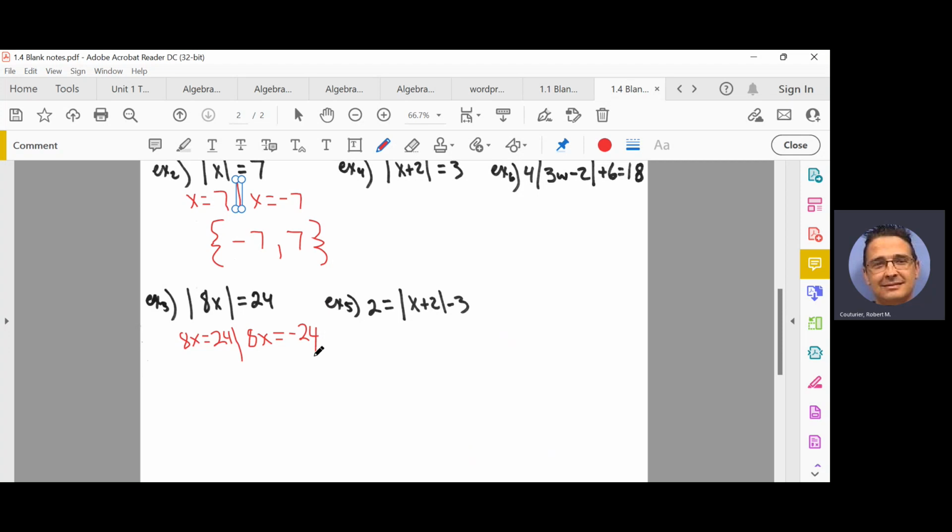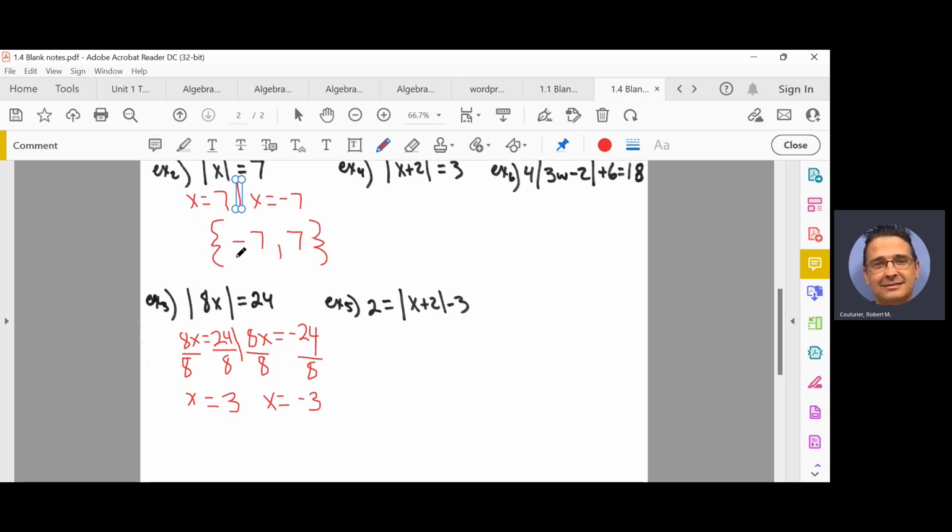So again, this is a fairly easy one. We don't have to do much. These are being multiplied. How do we get rid of the 8? We divide by 8. If I divide one side by 8, I have to do both. And we get what? X equals 3. Do it again. And x equals -3.